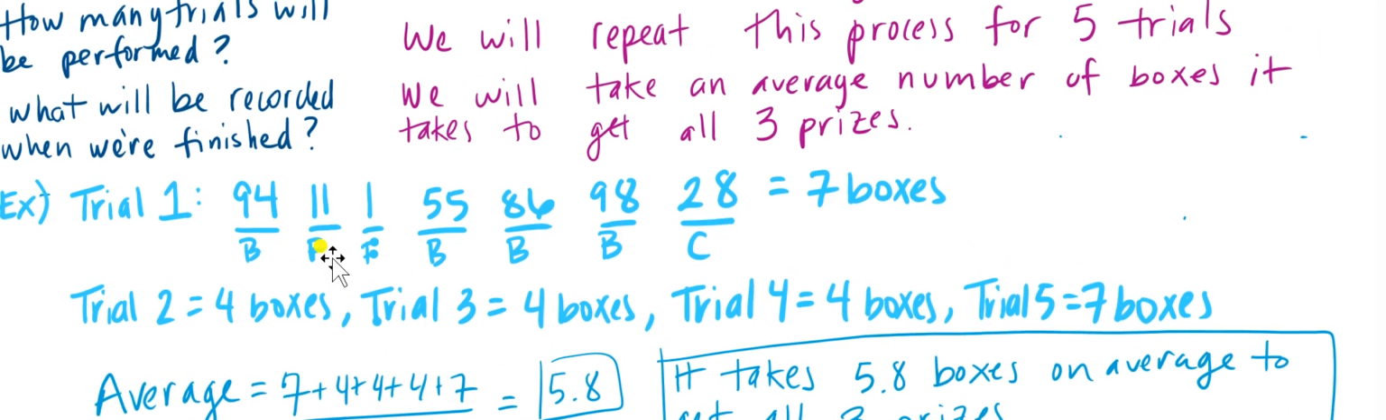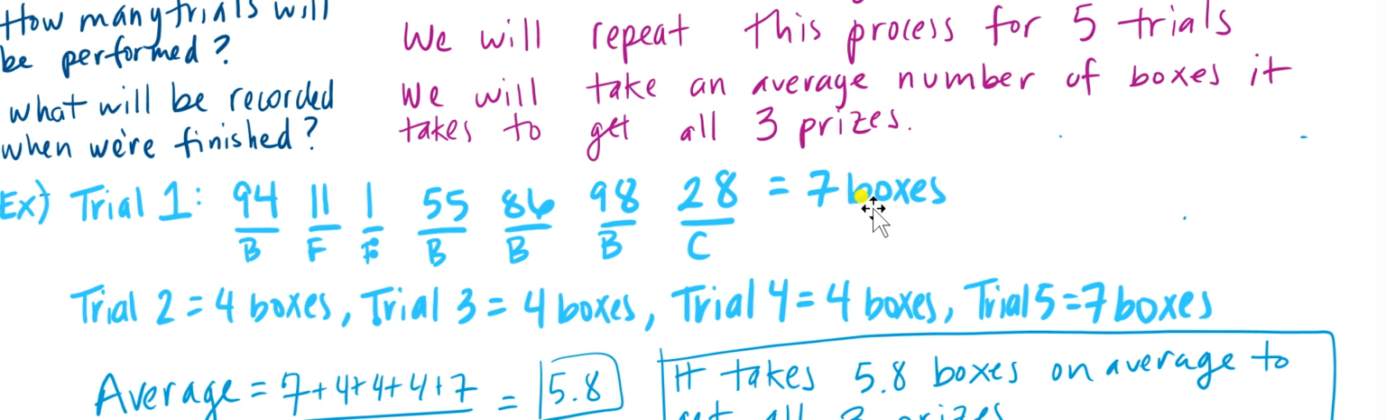11, fidget spinner. 1, fidget spinner. 55, another B. 86, another B. 98, another B. And then finally I got 28, which is the coloring book. So for me, for trial number 1, it took me 1, 2, 3, 4, 5, 6, 7 boxes to get all 3 prizes. So that's trial number 1.